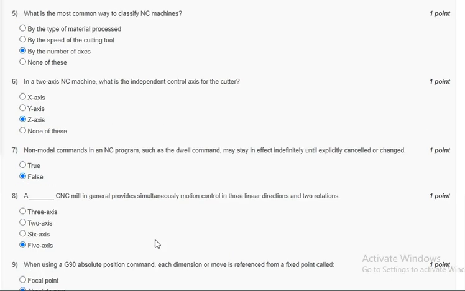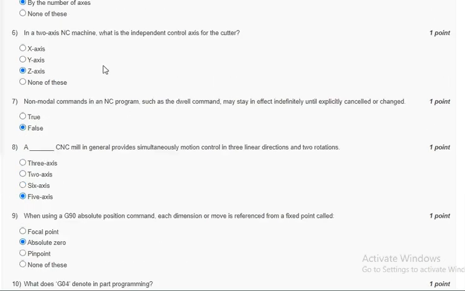Question number 6. In a 2-axis NC machine, what is the independent control axis for the cutter? So in a 2-axis NC machine, the Z axis is the independent control axis for the cutter. Question number 7.